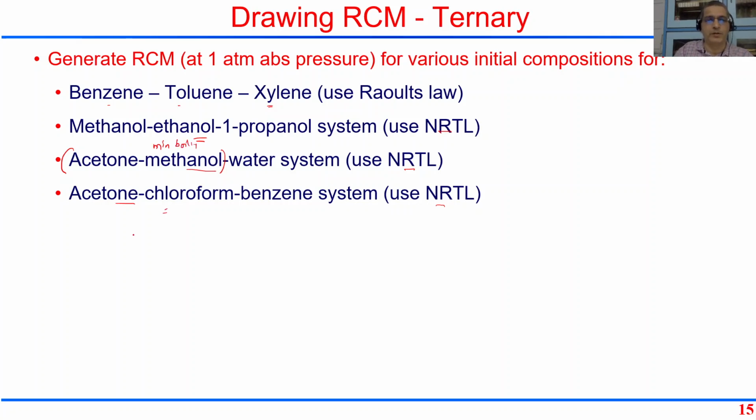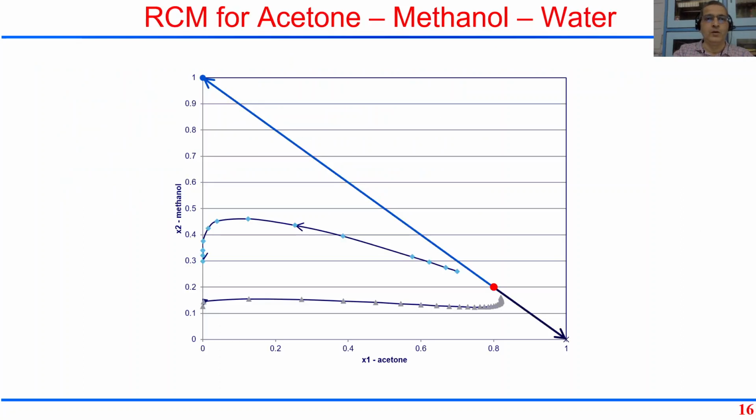So I want you to actually draw these residue curve maps for different starting compositions yourselves, so that you can see how these residue curve maps look, and then we can go forward to actually using them. Okay, so these are just the curves for acetone methanol. I'm just showing two sample curves. This is an NRTL calculation. I'm just showing you how it is going to look. You can do it for yourself.